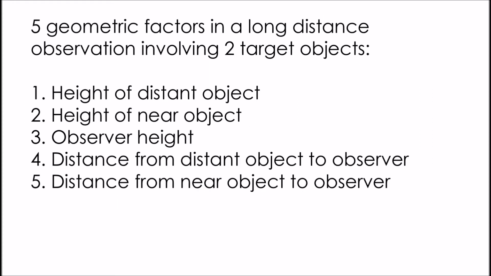There are 5 geometric factors in a long-distance observation involving 2 target objects. 1. The height of the distant object. 2. The height of the near object. 3. The observer height. 4. The distance from the distant object to the observer. And 5. The distance from the near object to the observer.